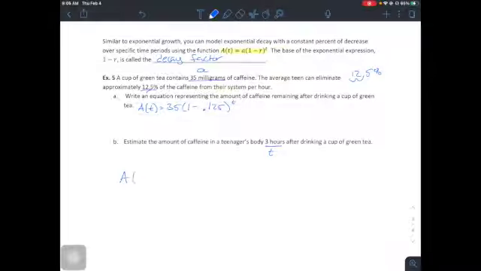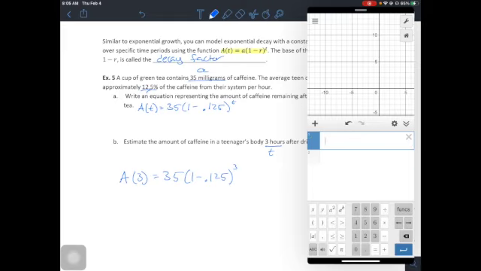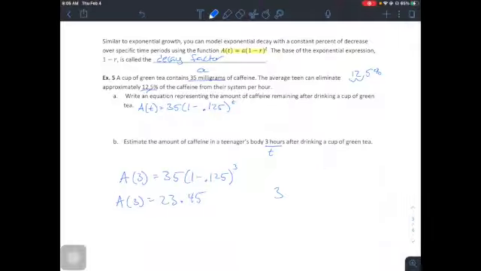So we're finding A of 3, for 3 hours, equals 35 times 1 minus 0.125, to the third power. What's nice about scientific and graphing calculators, we can just type this in without even thinking about the order of operations. If you are using your iPhone calculator or anything like that, you would have to do parentheses first, then exponents, then multiplication. But I would just type this whole thing in at once, so that way you don't have any rounding in the middle. We get 23.45. So after 3 hours, there's 23.45 milligrams of caffeine in the average teen's body.